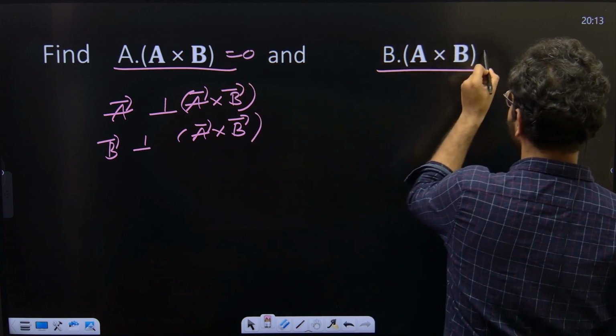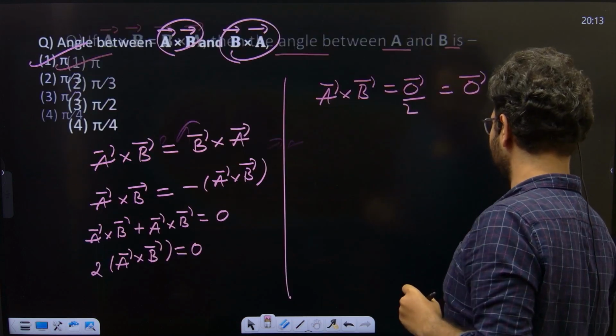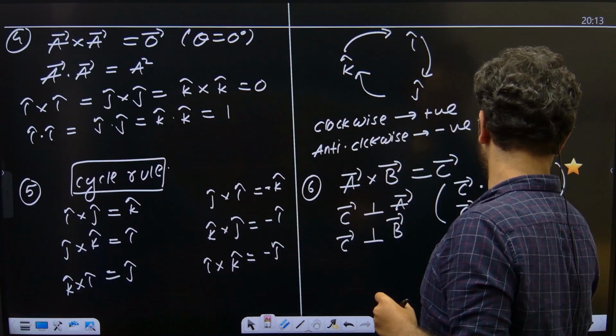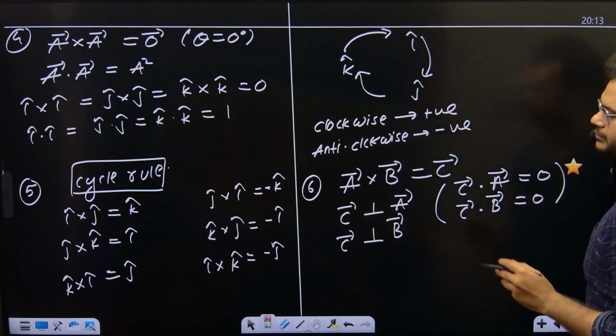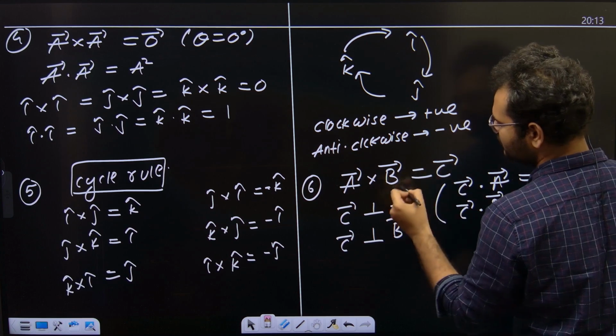Come on, it is 0. Just now have we discussed this property? Where is that property? I told you it is important. See this star property. Come on, C is nothing but A cross B.